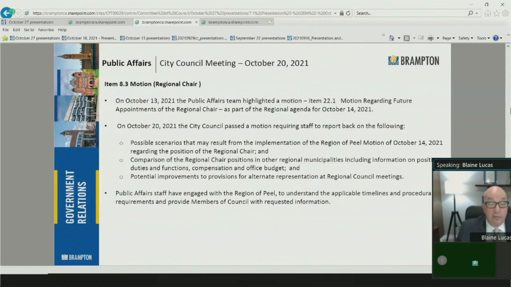The Public Affairs team has engaged with the clerk's office, so I do appreciate the support from Peter Fay and our colleagues at the Regional Appeal to understand the applicable timelines and procedural requirements and provide members of council with the requested information. The Public Affairs team is completing this analysis and will report back to members of council shortly.